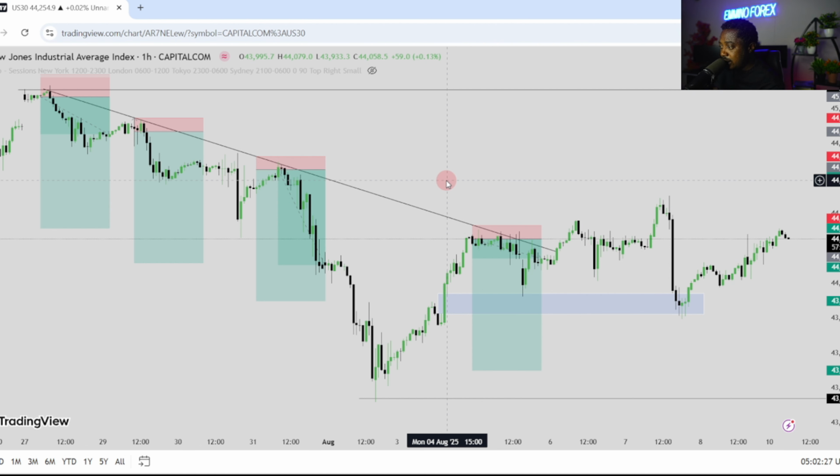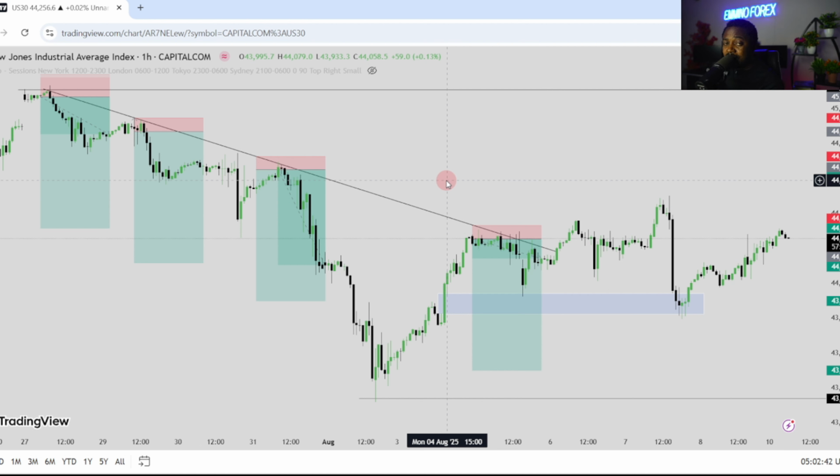There's liquidity resting there. Swing high, swing low, double top, double bottom, triple top and triple bottom. There is liquidity resting above and below. So there is liquidity everywhere.